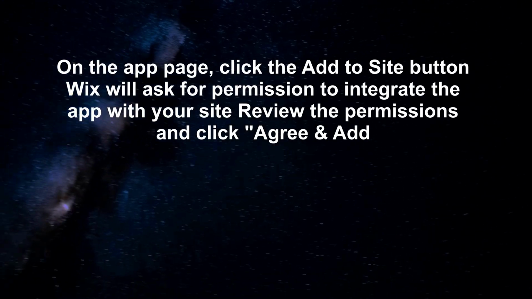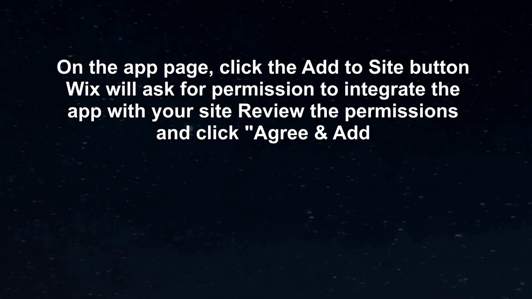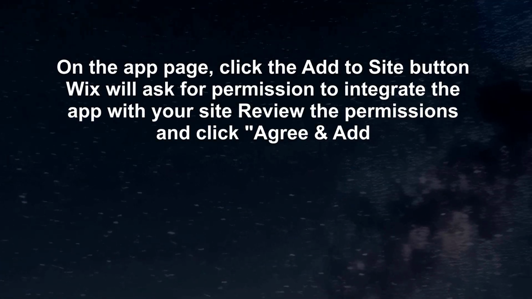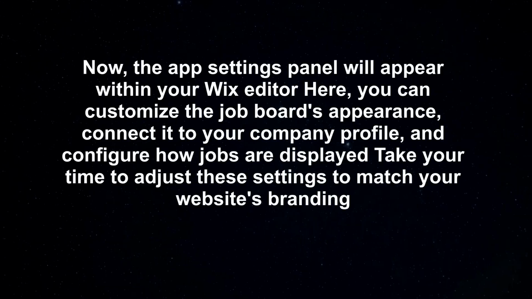On the app page, click the Add to Site button. Wix will ask for permission to integrate the app with your site. Review the permissions and click Agree and Add. Now, the app settings panel will appear within your Wix editor.